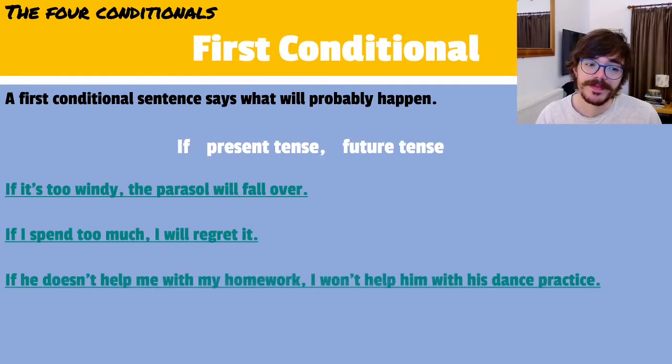Another one, if he doesn't help me with my homework, I won't help him with his dance practice. So again, a specific situation. I want my friend or my brother or my dad to help me with my homework. And if he doesn't, well, I will not help him with dancing. So again, a specific situation, not something that happens all the time.